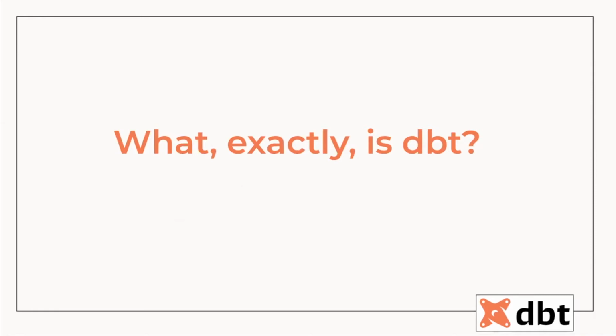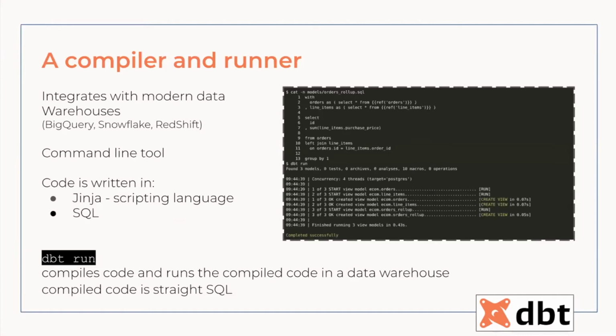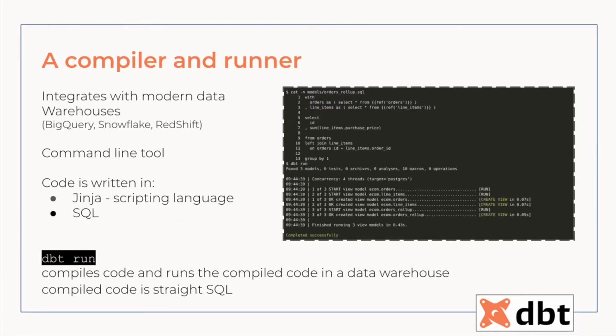What exactly is DBT? So DBT is a compiler and a runner, and it integrates with modern data warehouses like BigQuery and Snowflake and Redshift and probably others. It's a command line tool, and basically, rather than writing SQL directly in a warehouse like BigQuery, you'd have a series of files working locally on your computer that are written in a mixture of Jinja, which is a scripting language, and SQL. So the reason Jinja's there is to give your SQL some extra power. It's to overcome some of the limitations of just writing plain SQL, and it gives you a number of benefits that I'll talk about. And how you use this is you type dbt run into the command line.